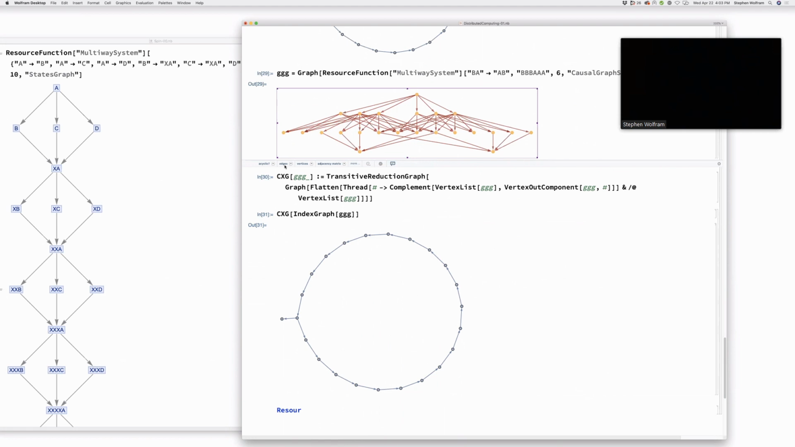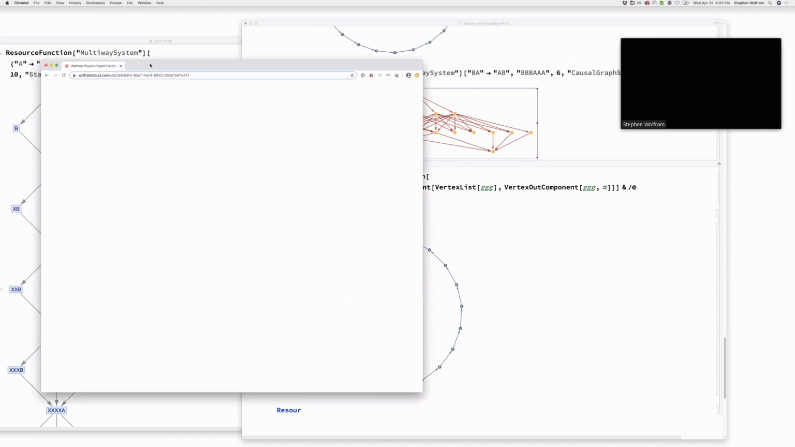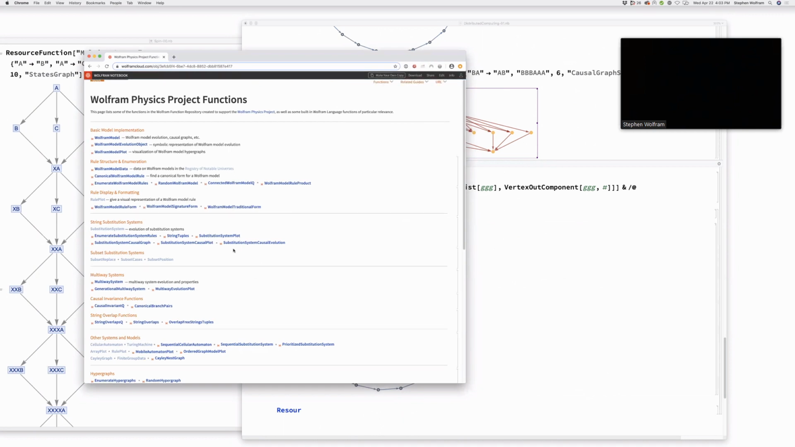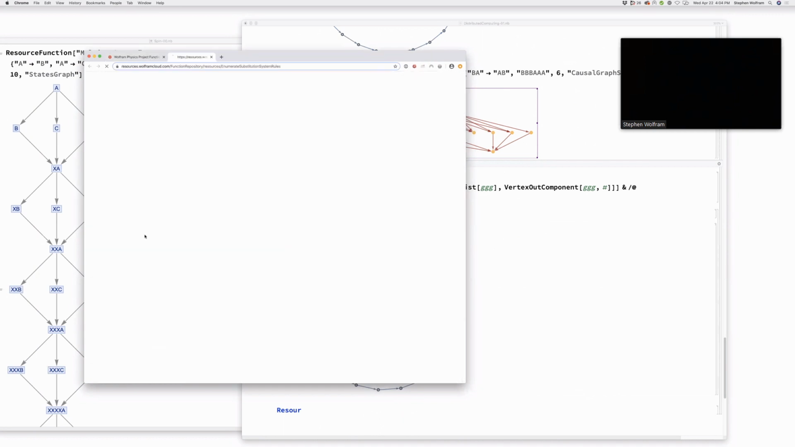Let's go find our, I want to look back at this hash graph thing as well, because I think that's relevant. Just a second here. Always use our actual site to get the information. Okay, what is it called? Enumerate substitution system rules, right? That's what we want to do.